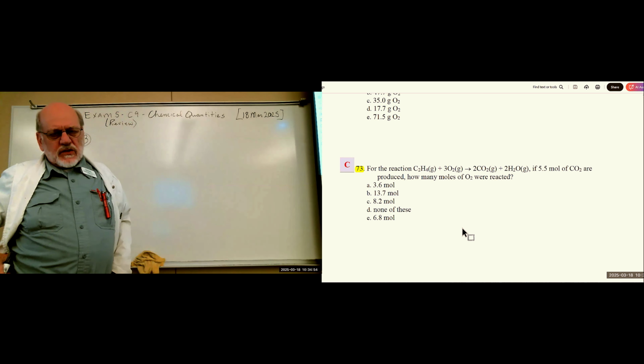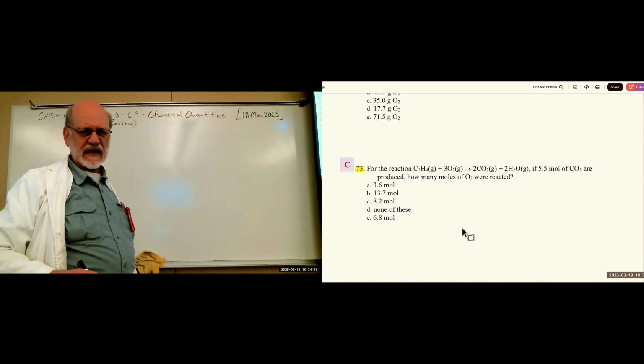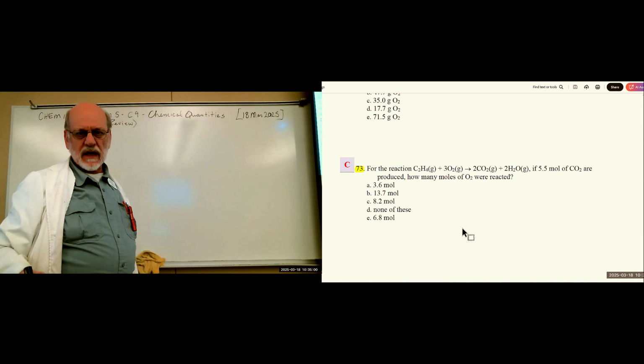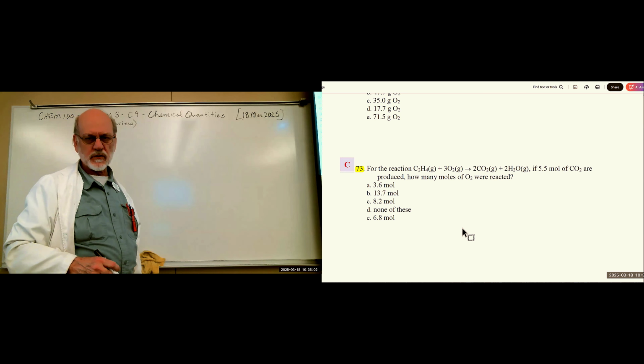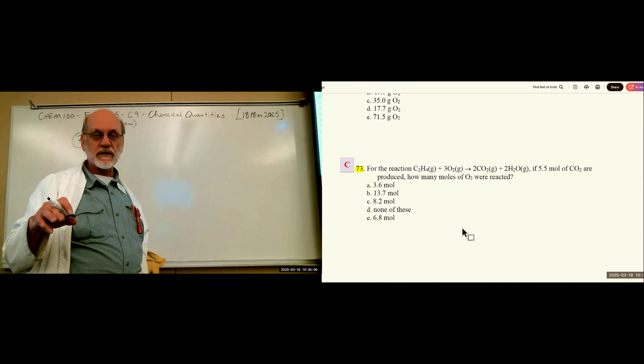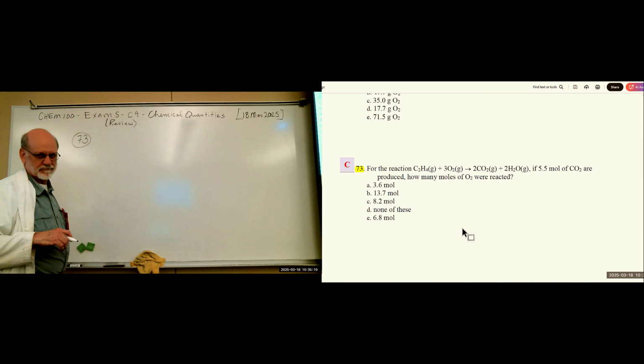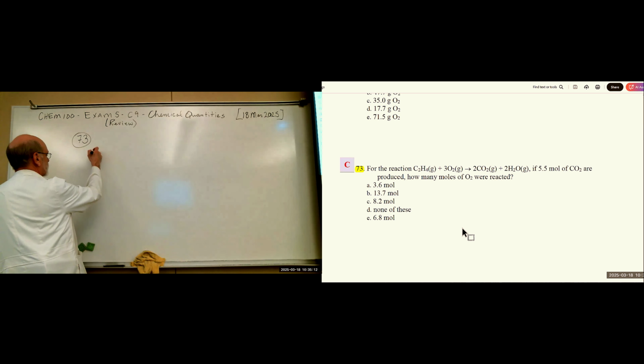For the reaction, C2H4, which is probably ethene, plus oxygen yields carbon dioxide and water. 5.5 moles of carbon dioxide are produced. How many moles of oxygen were reacted? All right, this is really simpler than we've had before.